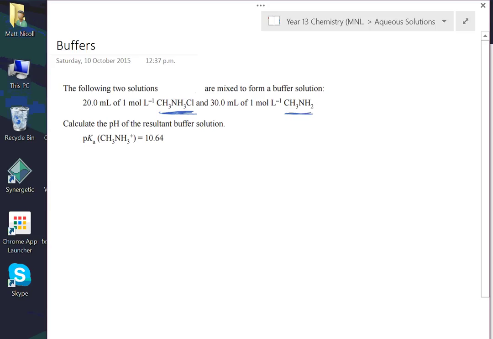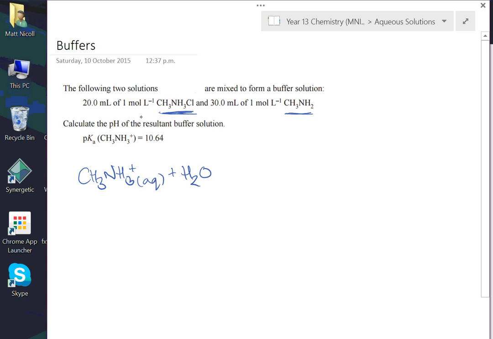Because by remembering that definition, you can remember the first step to do when you've got calculations, and that is to write an equation for the dissociation of that acid in water. So we're going to do that here. Now you'll notice that I'm going to remove the chloride ion. That's because chloride ions are spectators when it comes to acid-base reactions. So chloride being -1 means that CH3NH3 must be +1 for charge.